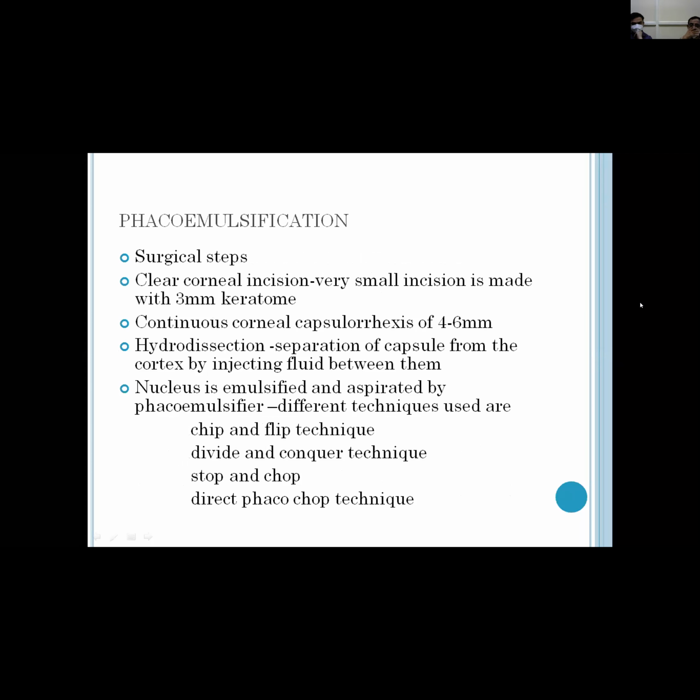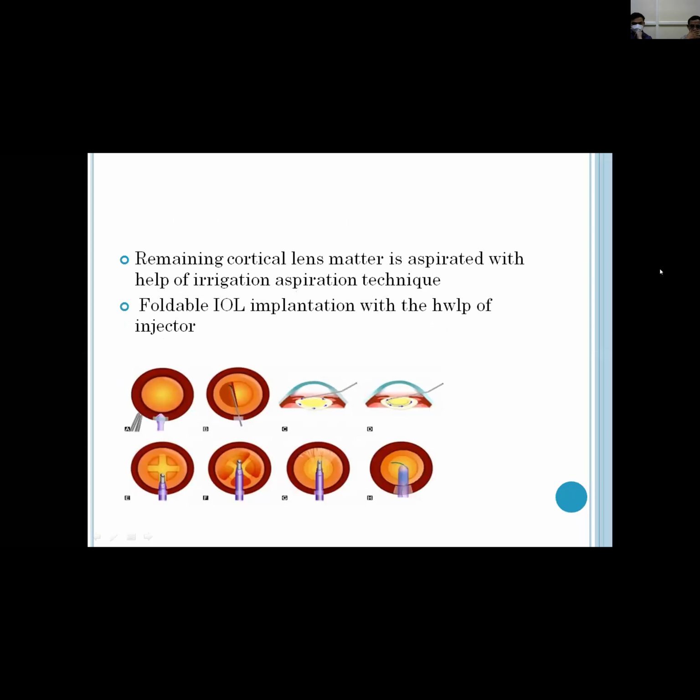Phacoemulsification. The surgical steps include corneal incision. Very small incision is made with 3 mm keratome. Continuous curvilinear capsulorhexis of 4 to 6 mm. Hydrodissection: separation of capsule from the cortex by injecting fluid between them. Nucleus is emulsified and aspirated by phacoemulsifier. Different techniques used are chip and flip technique, divide and conquer technique, stop and chop, direct phaco chop technique. Remaining cortical lens matter is aspirated with the help of irrigation aspiration technique, foldable intraocular lens implantation with the help of injector.